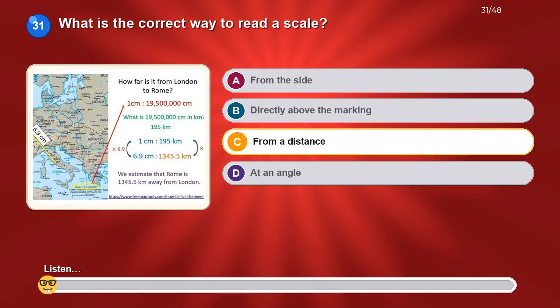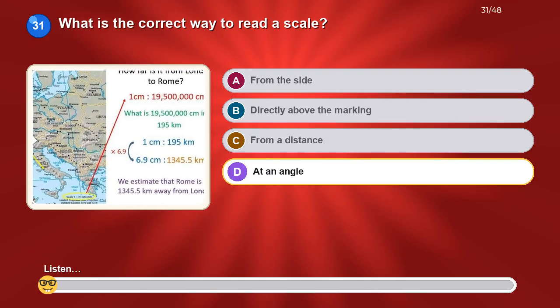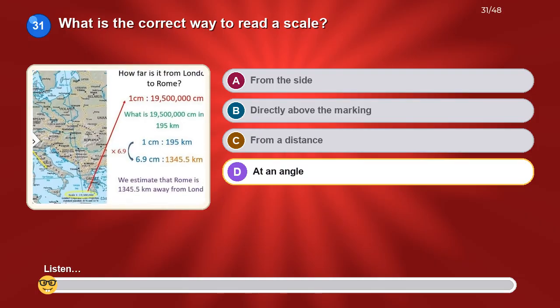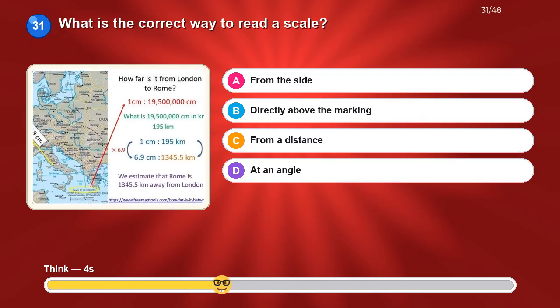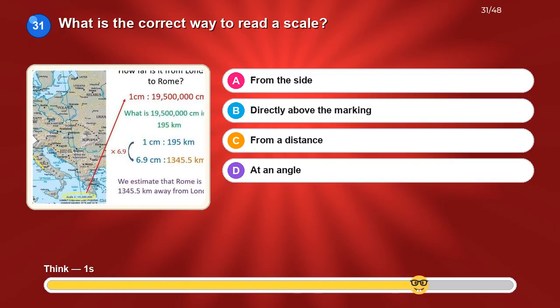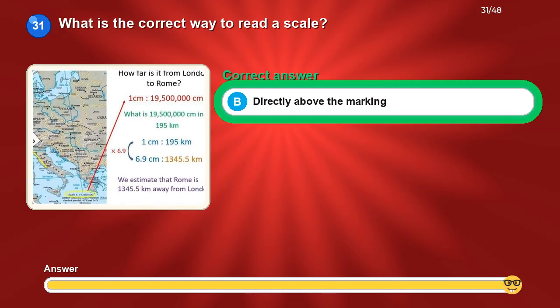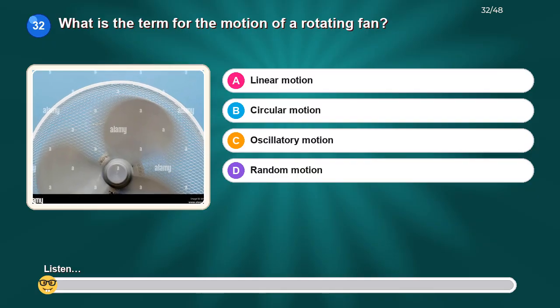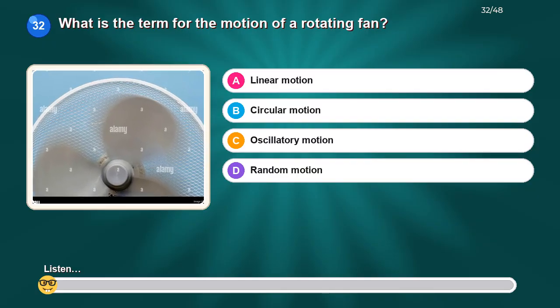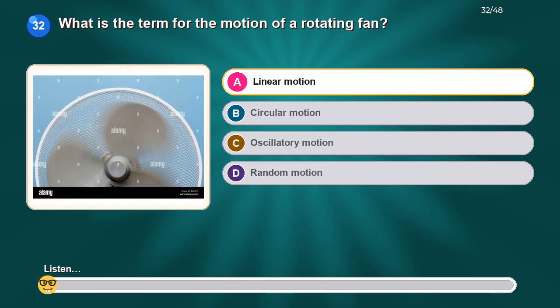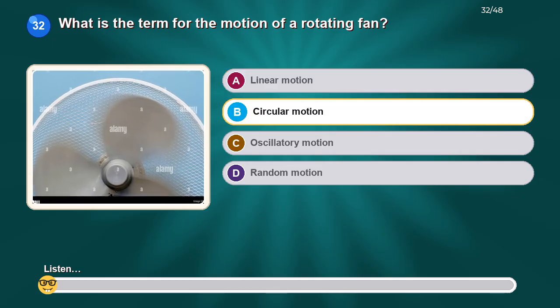Option C. From a distance. Option D. At an angle. The correct answer is directly above the marking. What is the term for the motion of a rotating fan? Option A. Linear motion.